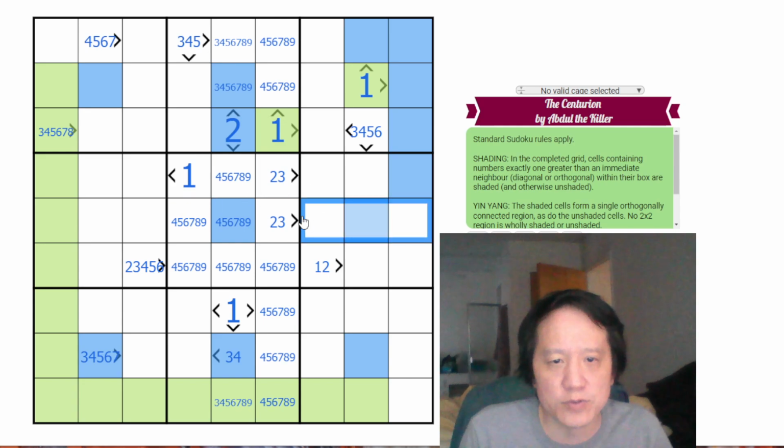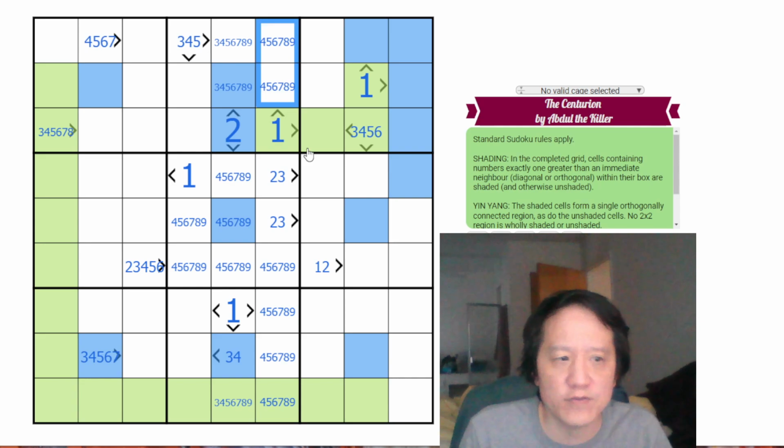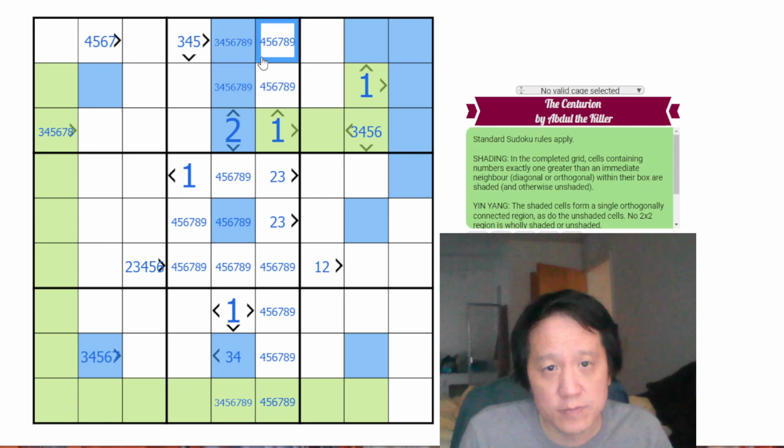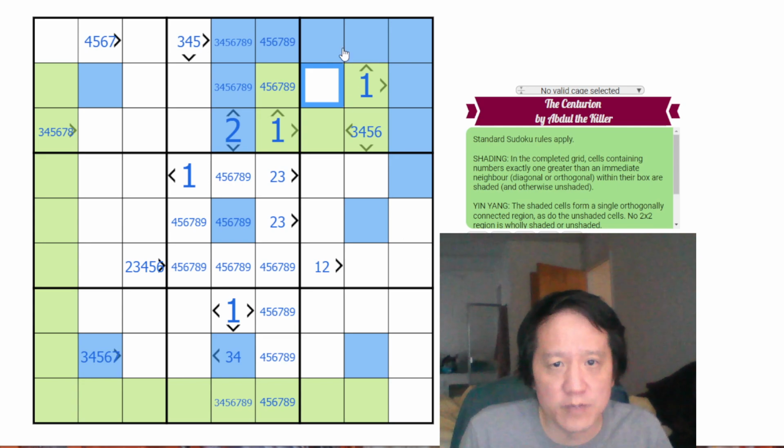So this is 2 or 3. This is 2 or 3. So this is 1. So that means these 2 are unshaded. One of these is shaded. Both of these are shaded. So therefore, this has to be shaded because it has to connect. Therefore, this is not shaded. This can't be 2x2 or unshaded, so this is shaded.